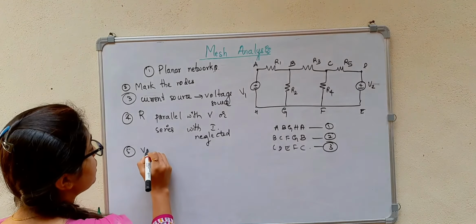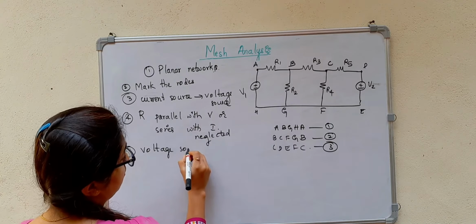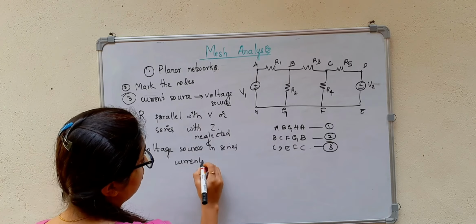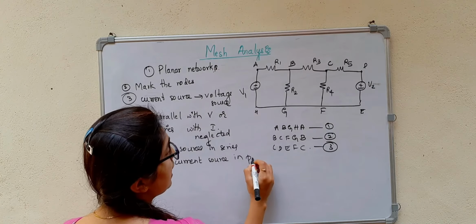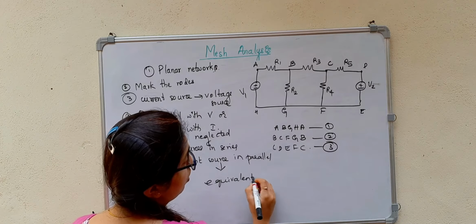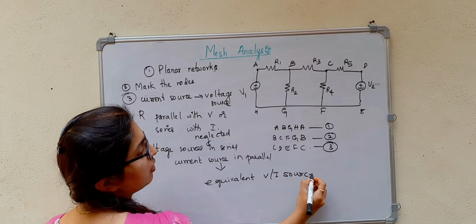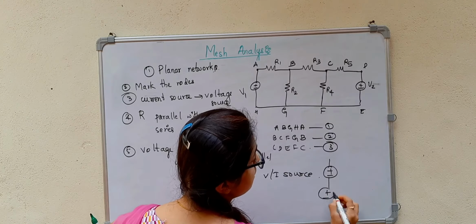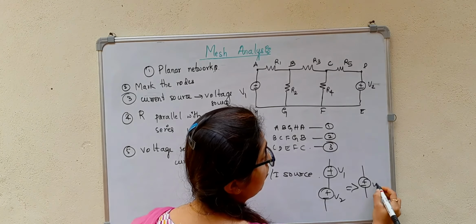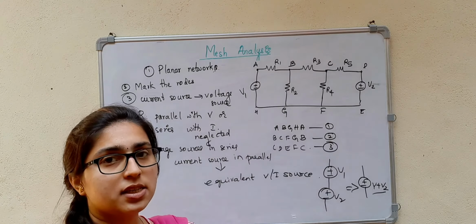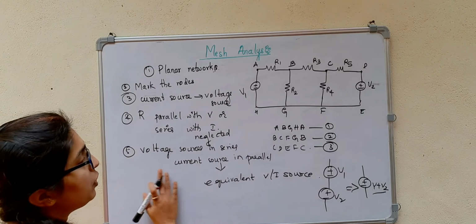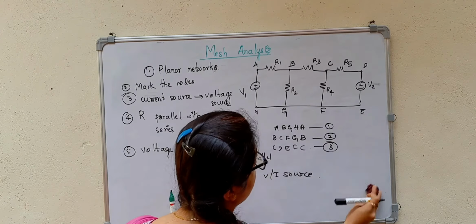If you have voltage sources in series or current sources in parallel, replace that with the equivalent voltage or current source. Plus or minus V1, V2 can be replaced by the equivalent source V1 plus V2. We have already discussed this before, how to find the equivalent voltage source and current source. That procedure we are going to do if you have voltage sources in series or current sources in parallel.